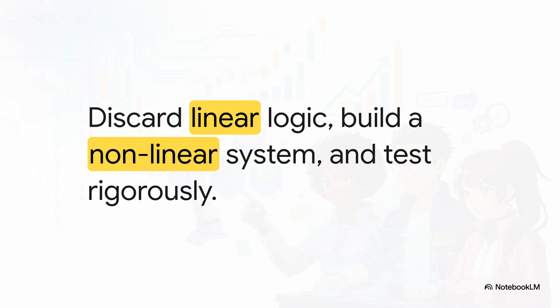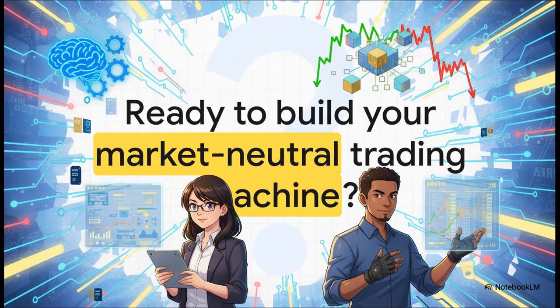If you want the ultimate TLDR for this entire operational manual, it really comes down to 3 foundational rules. 1. Discard traditional linear trading logic. 2. Build a comprehensive nonlinear portfolio system. And 3. Test rigorously to survive the harsh realities of the live market. It is just a completely different way to view the financial world. It replaces raw human emotion and guesswork with pure, unapologetic algorithmic discipline.